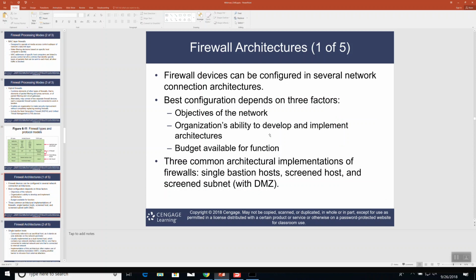Firewall devices can be configured in several network connection architectures. The best configuration depends on three factors: objectives of the network, organization's ability to develop and implement architectures, and budget. Budget's kind of the big thing, right? How much you're willing to pay for a certain device. You can have the best protection in the world, but if it costs $1 million, does Cal have $1 million to protect their networks? No.